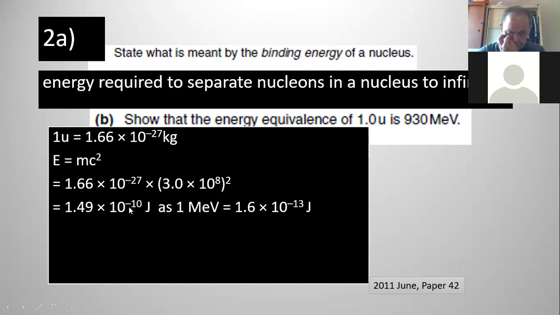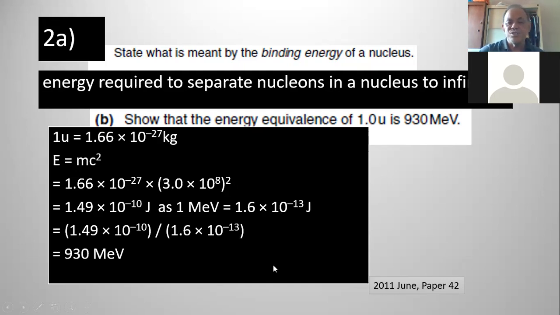You get that. But you want it in mega electron volt. This is in joule. So 1 mega electron volt is 1.6 times 10 to the power minus 13 joule. Or you can convert to electron volt first: 1 electron volt is 1.6 times 10 to the power minus 19 joule. You can use that. Then you divide that by this one, and you get 930. It's actually 934, but round it off to 930 mega electron volt.